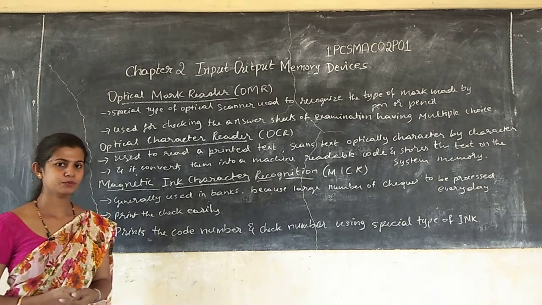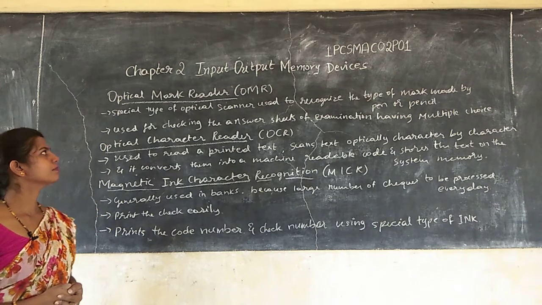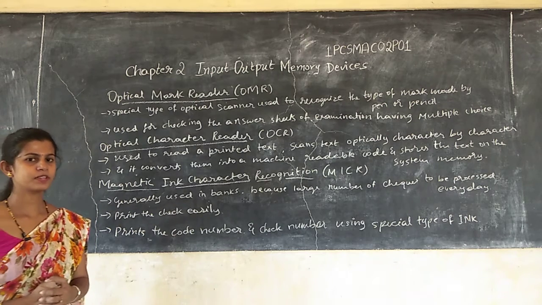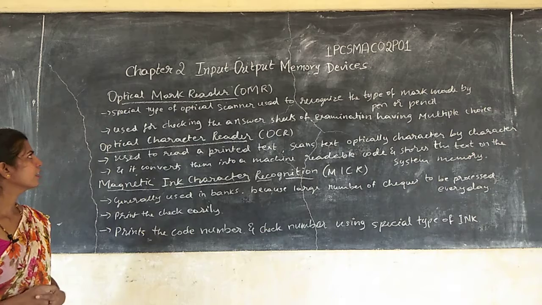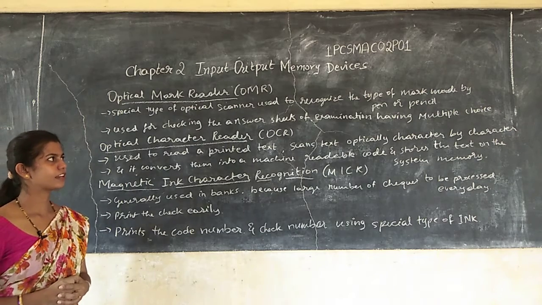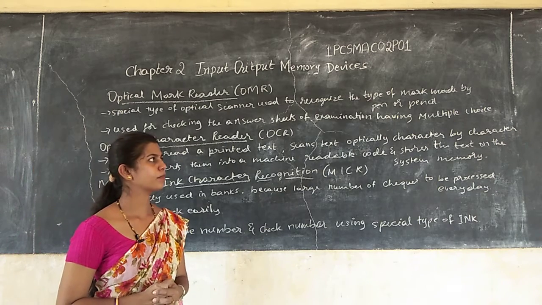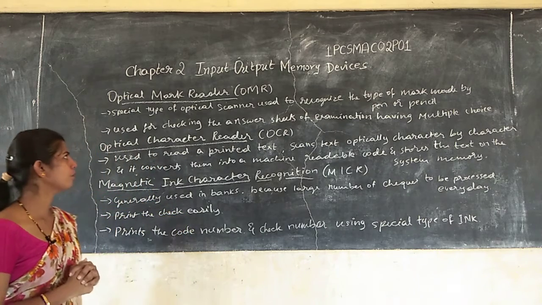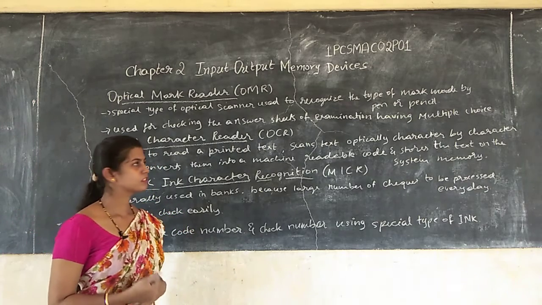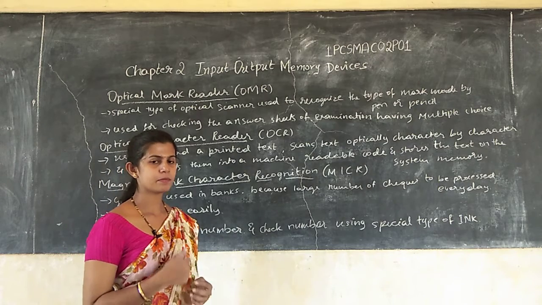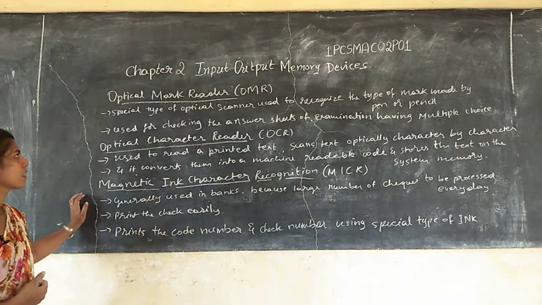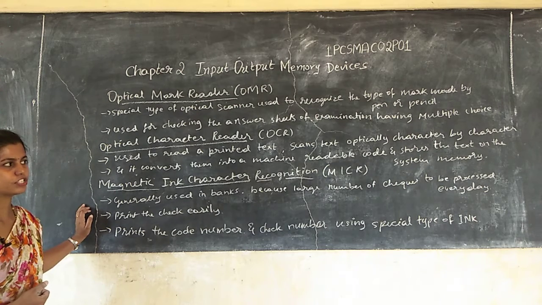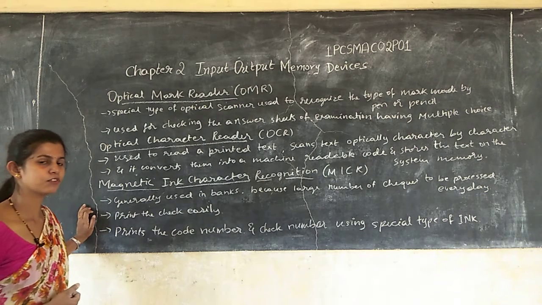The next type of input device is the optical mark reader, or OMR. OMR stands for optical mark reader. It is a special type of optical scanner used to recognize the type of mark made by pen or pencil, and it is used for checking the answer sheets of examinations which have multiple choice questions.